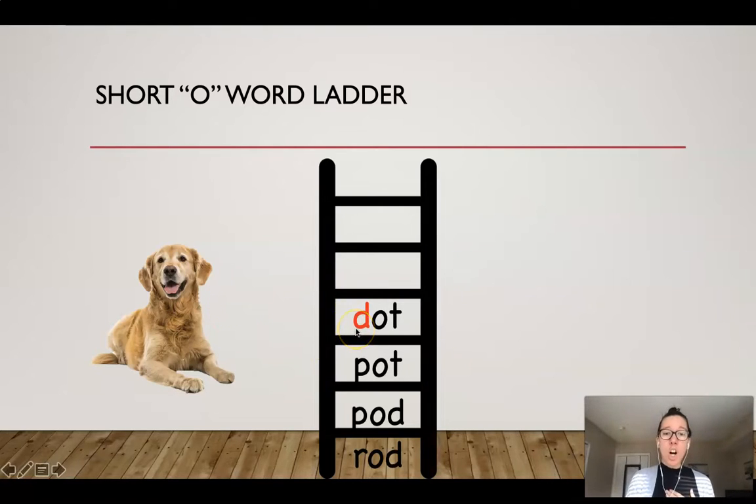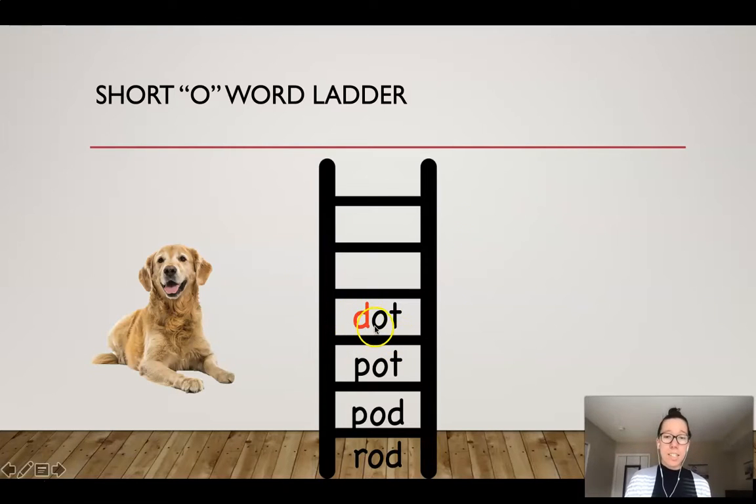The first sound in dog is D. That's the same as the first sound in dot. The middle sound in dog is aw. Again, that's the same as in dot. The final sound in dog is G. But the final sound in dot is T. That means that must be the letter we're changing.